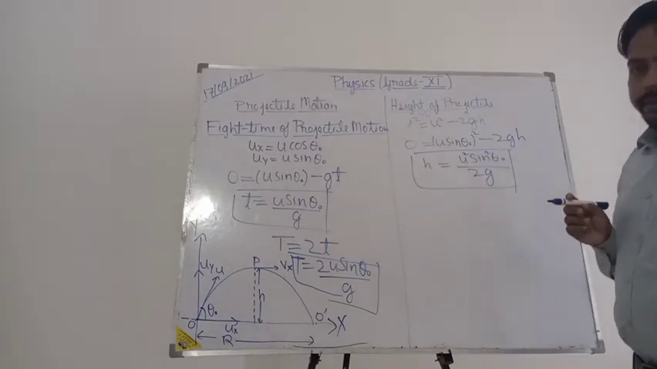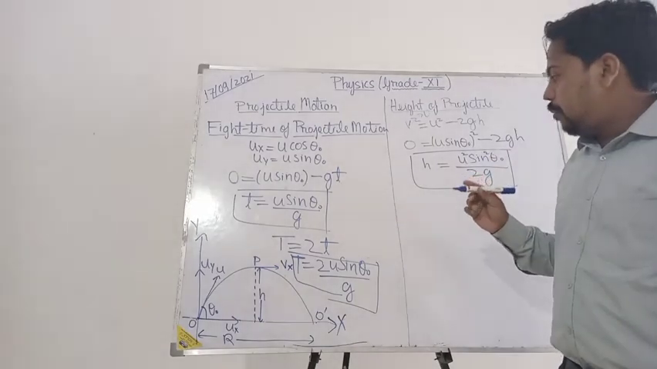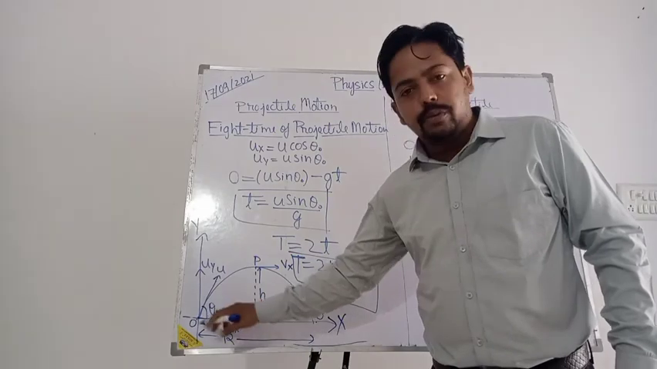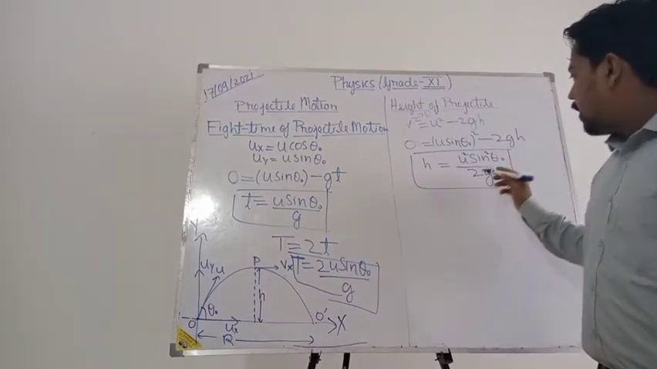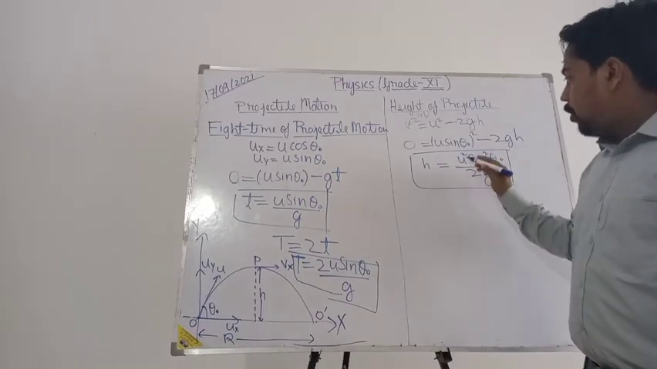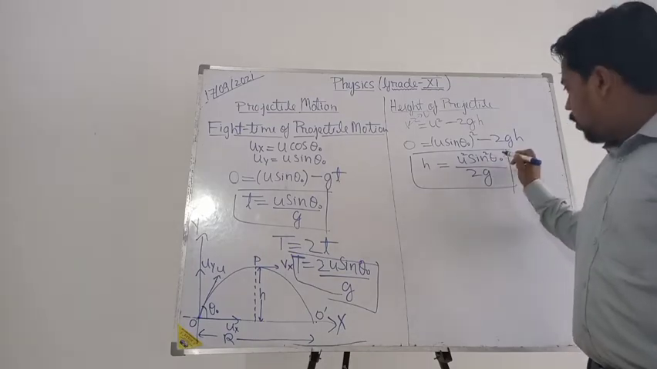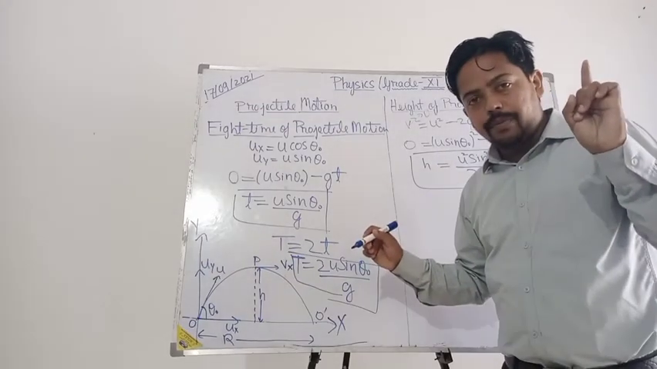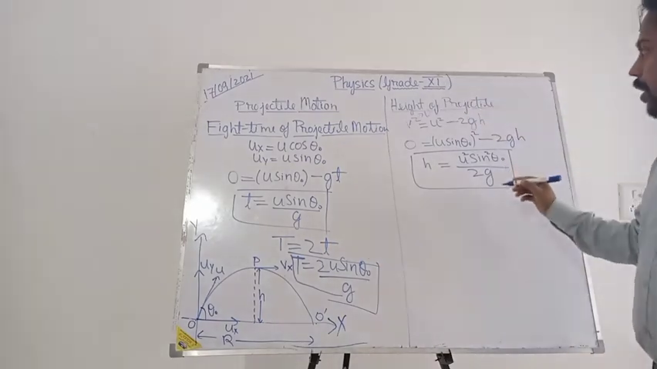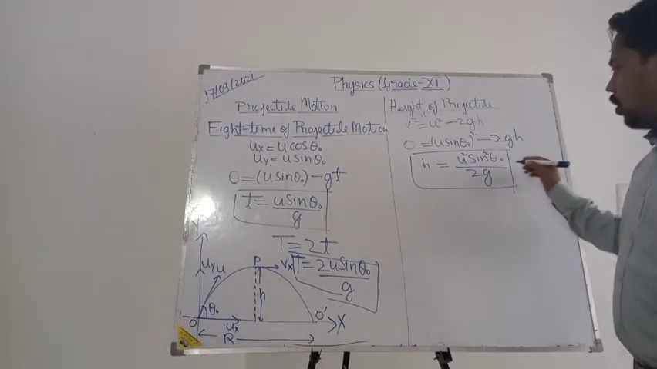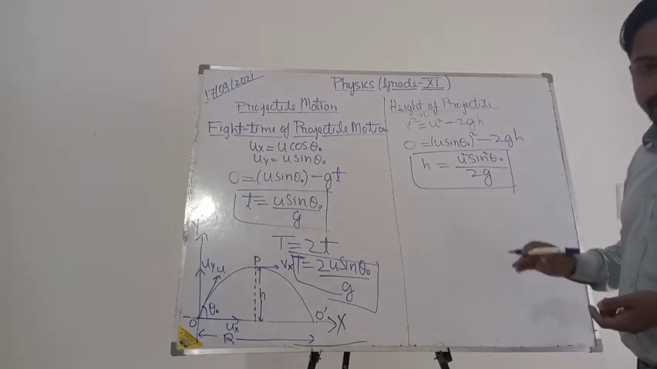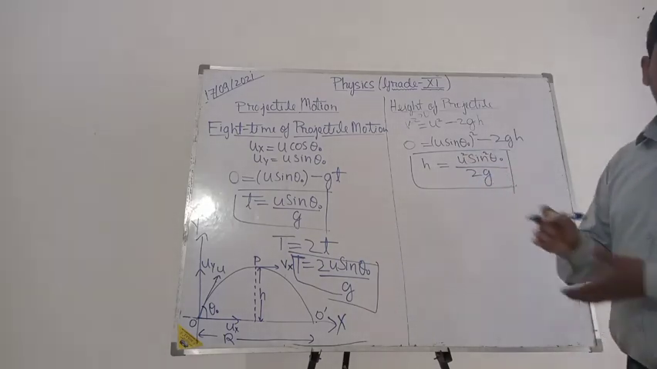That is, in projectile motion, when we project our particle at a 90 degree angle with respect to the horizontal axis, the height comes out to be u square upon 2g, because the sine square theta term becomes 1. This is the expression you have to learn to solve the numericals. That is the expression of the height of the projectile.